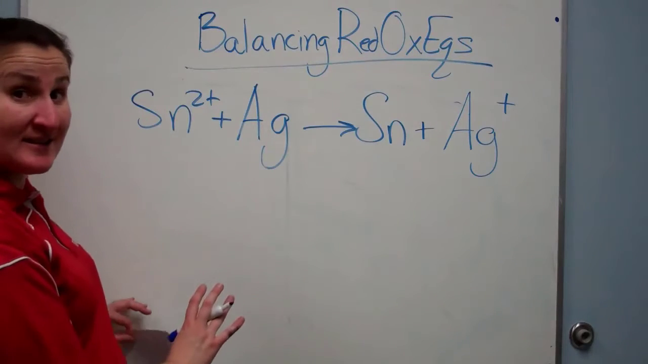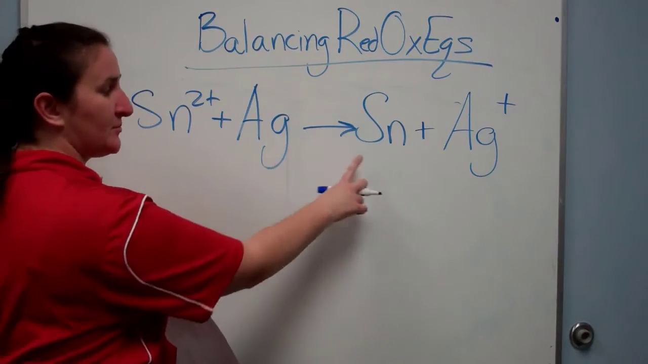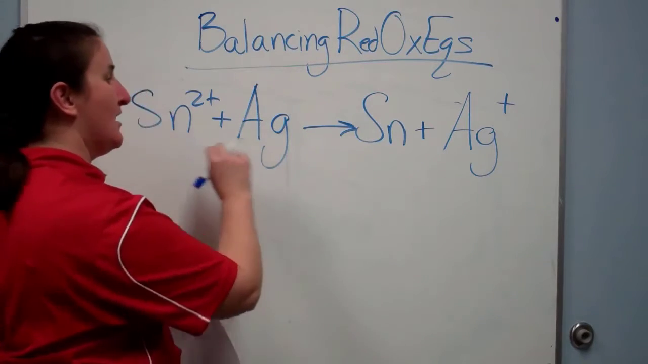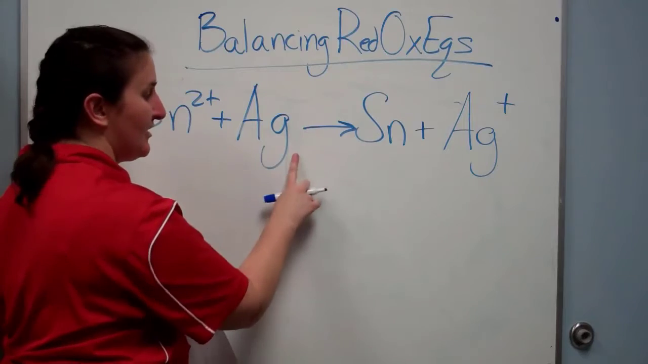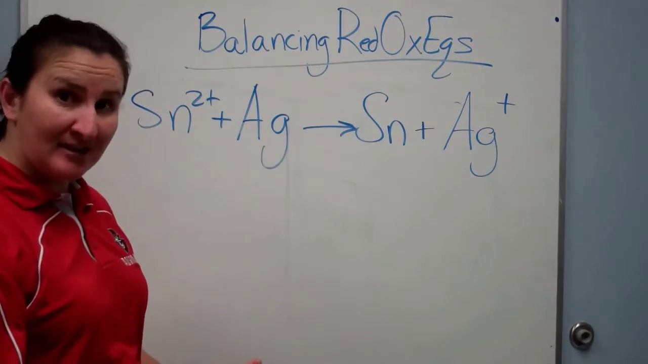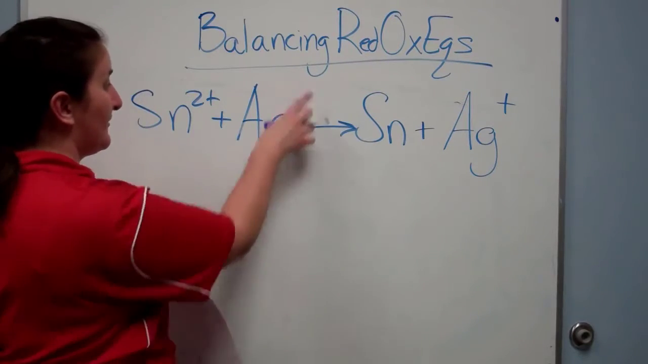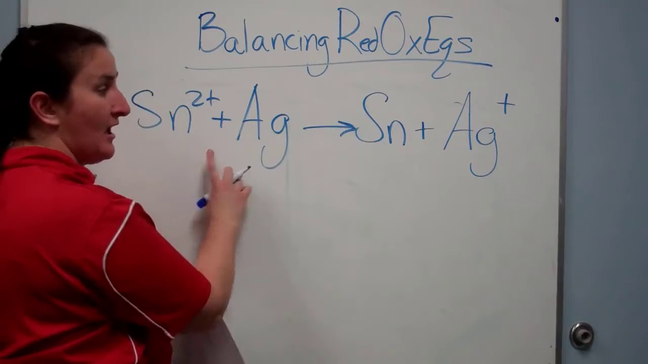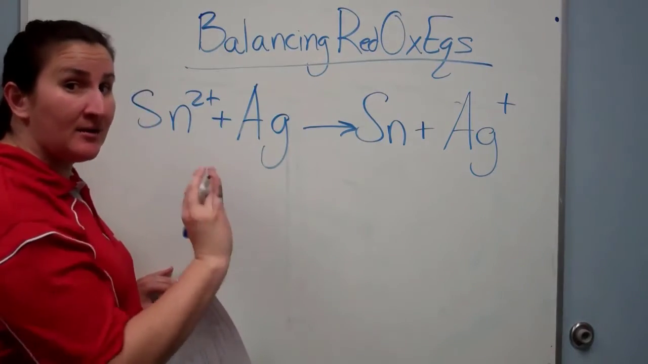So now let's look at this example here. This example has tin reacting with silver to produce tin and silver. So we have one atom of tin, one atom of tin, one atom of silver, and one atom of silver. So it appears balanced from a mass standpoint, but if we look at the charges, we know it's not balanced because we have a total of +2 over here, and we have a total of +1 charge on that side. So it's not balanced. So we need to balance it.